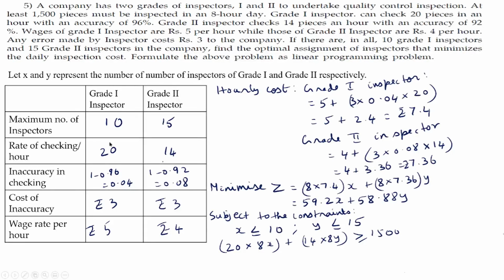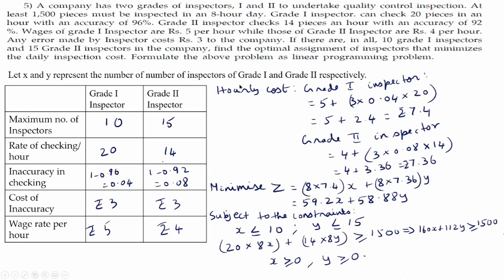Here the rate of checking per hour of a grade 1 inspector is 20, so in an 8-hour day a grade 1 inspector can check 20 into 8 pieces. Similarly, in 1 hour a grade 2 inspector can check 14 pieces, so in an 8-hour day 14 into 8 pieces. The minimum number of pieces that must be inspected is 1500, so 20 into 8x plus 14 into 8y is at least 1500. This implies 160x plus 112y should be greater than or equal to 1500. And finally we have the non-negative constraints, x greater than or equal to 0 and y greater than or equal to 0. So these are the constraints and this is the objective function.